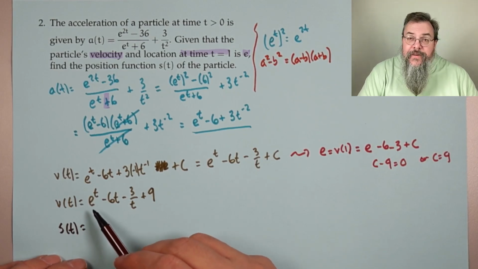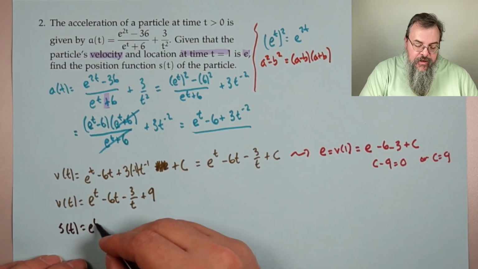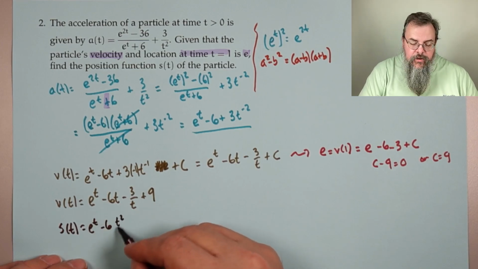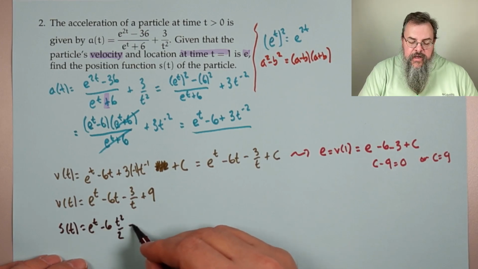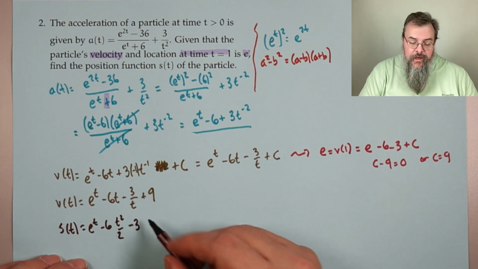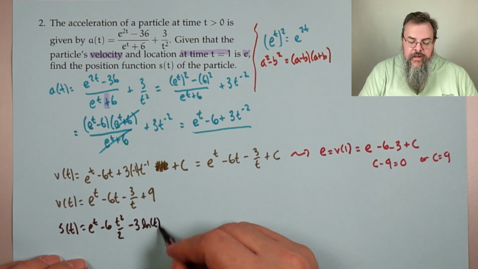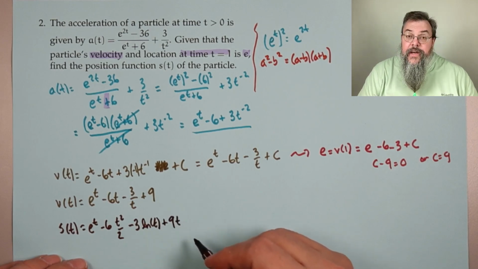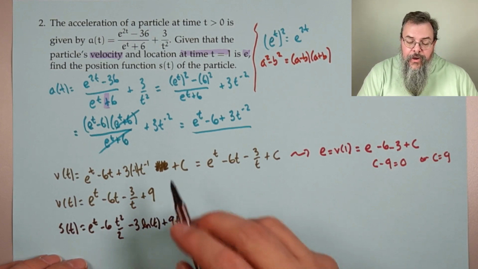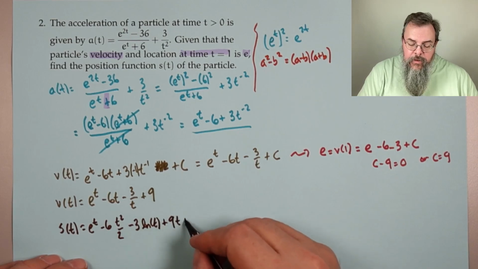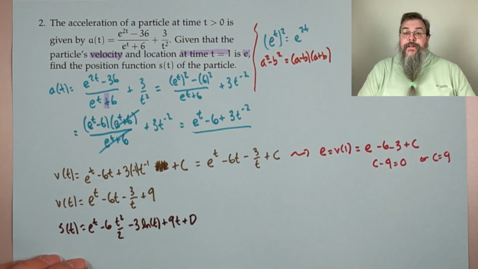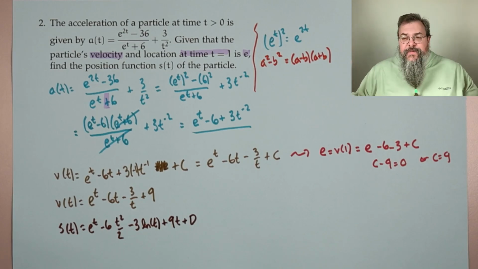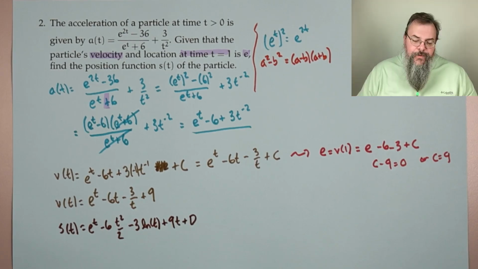Antiderivative of e to the t, e to the t, minus 6. Antiderivative of t, t squared over 2. Then minus 3 is a constant. Antiderivative of 1 over t, log t. Antiderivative of 9, 9t. And then, don't forget a constant. Since we've already used c, we'll work our way up through the alphabet, d. Now, constants really can be any symbol, just conventionally you tend to start with c, d, and so forth.